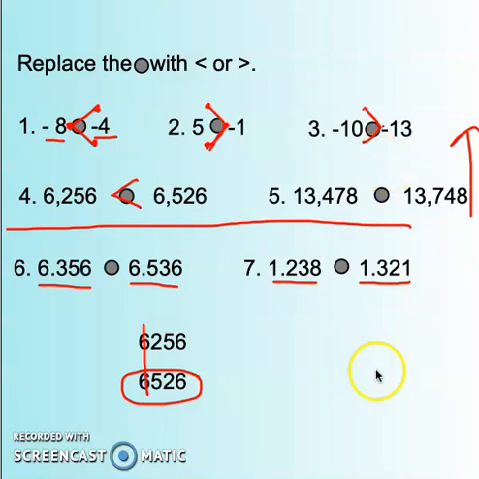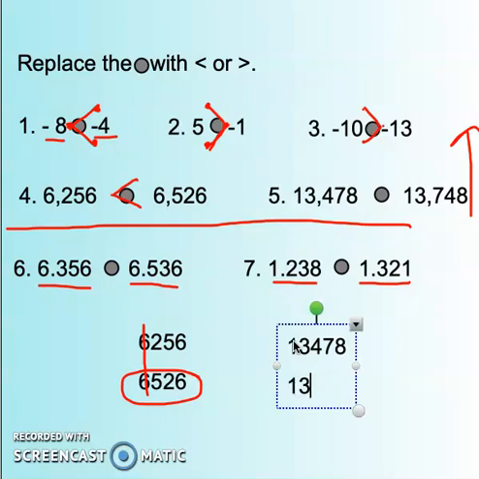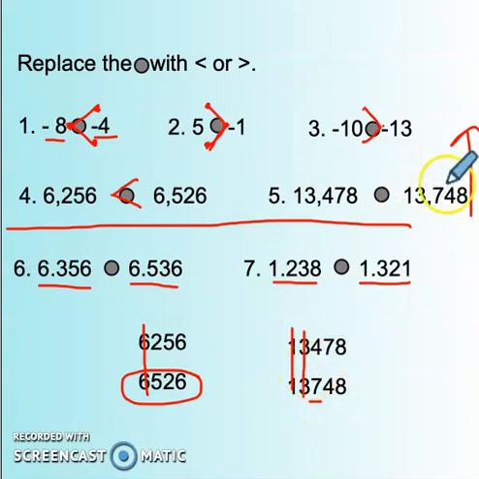And the same thing is true for the next one. If I put 13478 and 13748, if you notice, these first two numbers are the same, so I cross them out. And in this row, they're different. And so which one's bigger? The 7. So that means 13,748 is the one that gets the 2 dots, and this one gets the 1 dot. And so it is, again, a less than symbol.